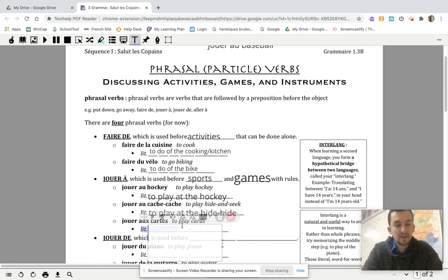All right, next one. Jouer aux cartes. Let's look at a plural one because cards is a game, but it's plural. D'accord? So when you say jouer, les cartes is the game. You say jouer aux cartes, to play at the cards. And so a plus les becomes aux with an x. D'accord? And literally what you're saying there is to play at the cards.